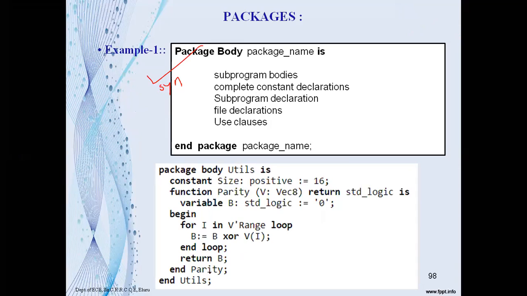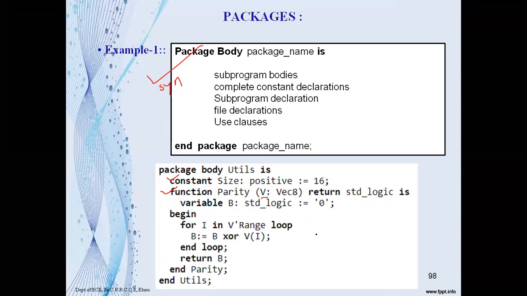Now see what definitions we have declared in the package declaration. Just recall that we declared a constant, and we declared a function, right? So in the package declaration we declared these two. And a subtype, the subtype of standard logic vector 7 down to 0, that is assigned to this v value.